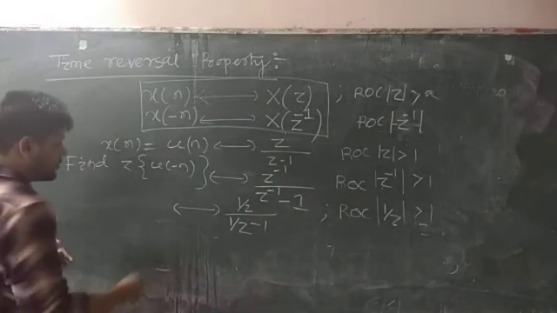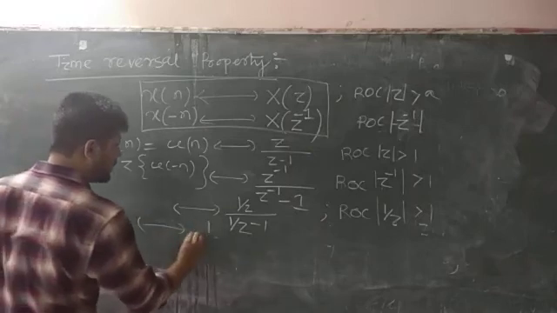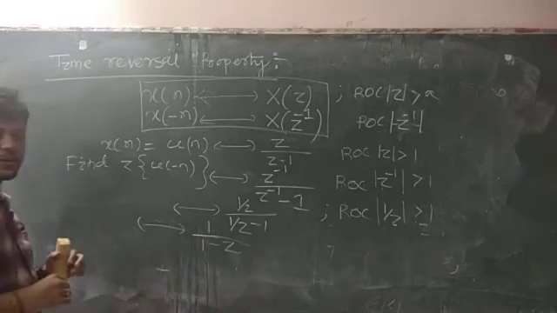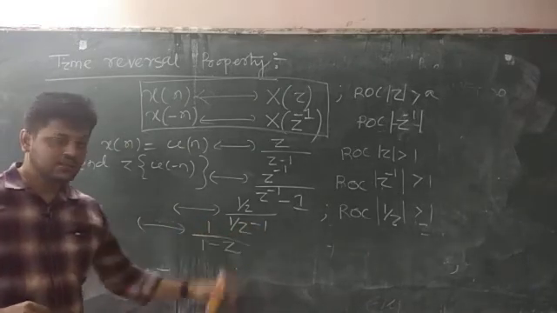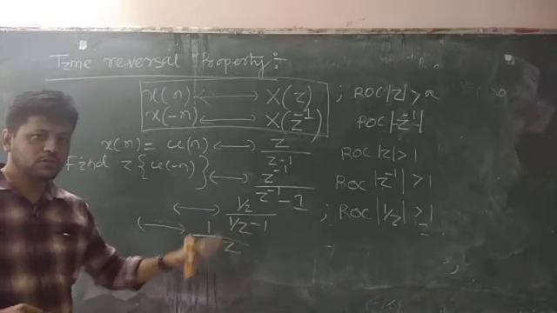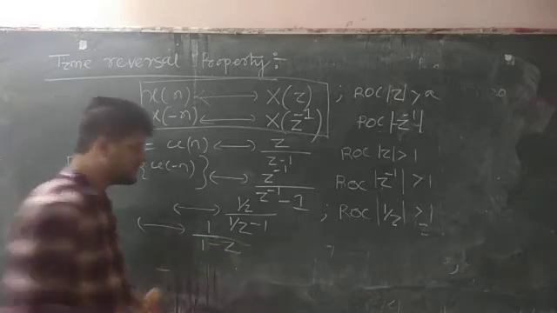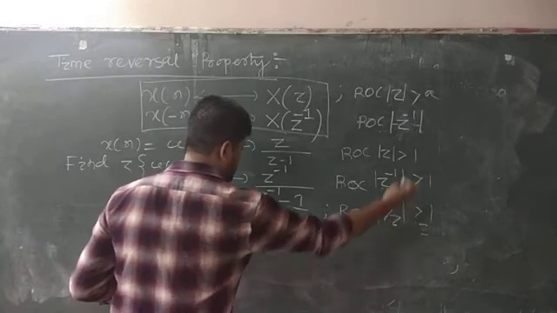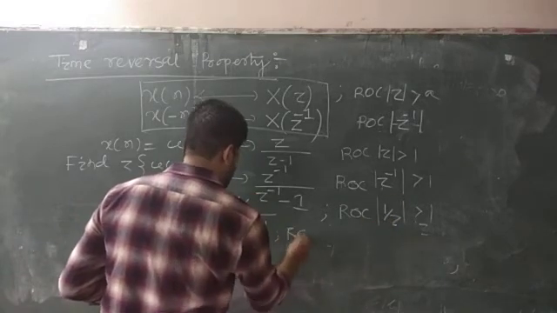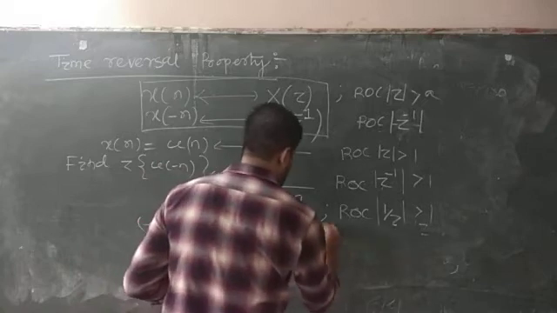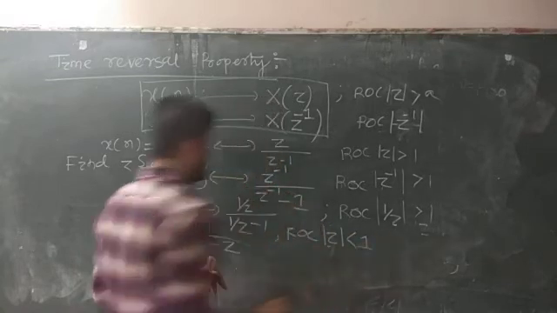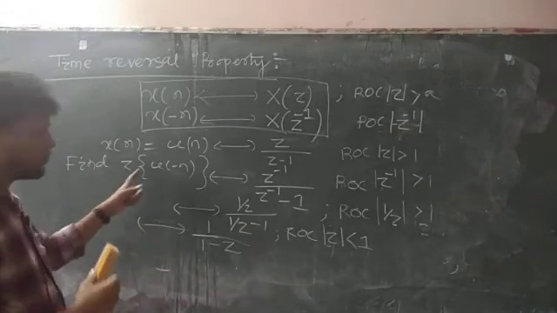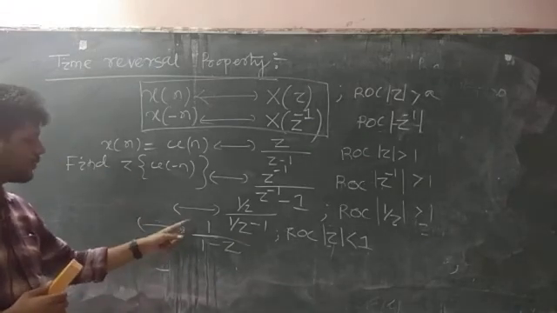Then take the LCM, so we will find 1 by Z cancels out, and the result is 1 by 1 minus Z. This Z and this Z will cancel out, so we have 1 by 1 minus Z, and the region of convergence will be mod Z, since this Z got cross multiplied, less than 1. So directly we can find the Z transform of u of minus n. Remember, the Z transform of u of minus n is 1 by 1 minus Z.